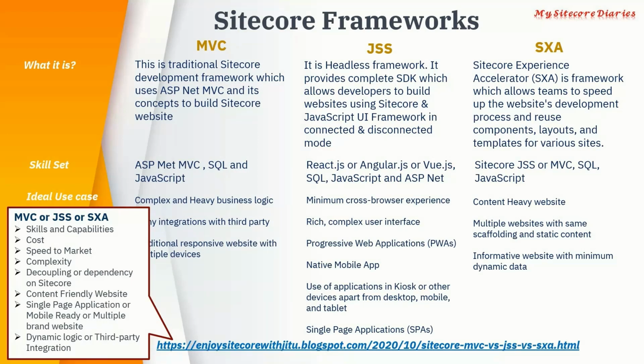Cost can be different. If you want to onboard a resource, you have a cost. You have to train the resource, then it's a cost. You need to take an additional license for Sitecore JSS, which involves cost. So cost is also very important.